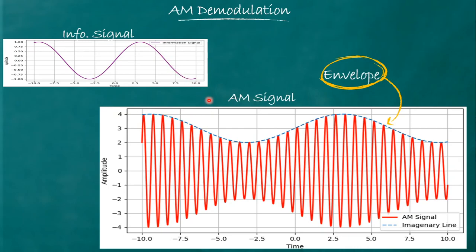So here we can see that at the receiver, if we want to demodulate the AM signal, then if somehow we can retrieve the shape of the envelope at the receiver, we have retrieved our information, because the shape of this envelope is the same as the shape of the information signal.